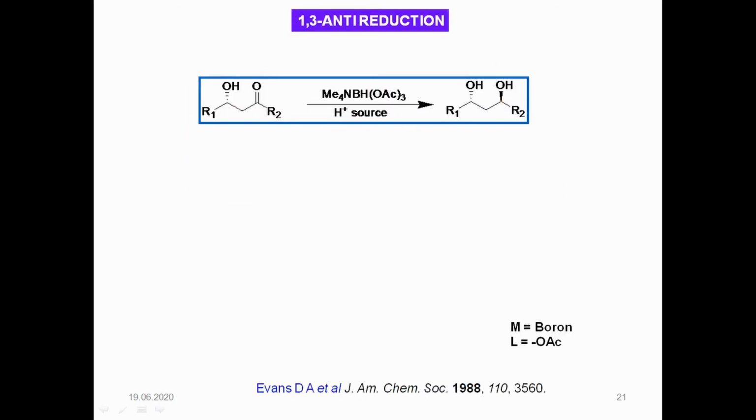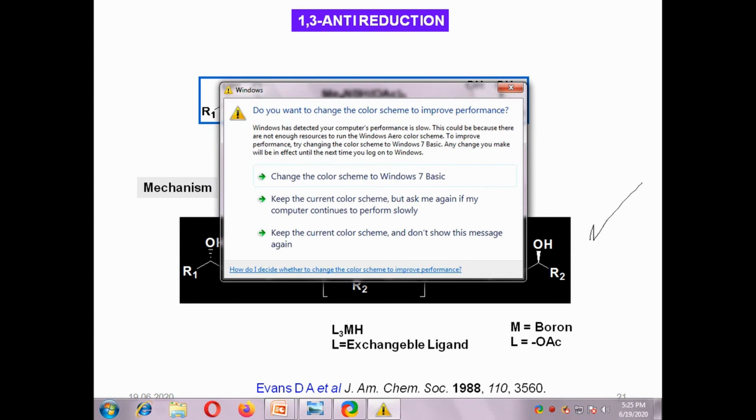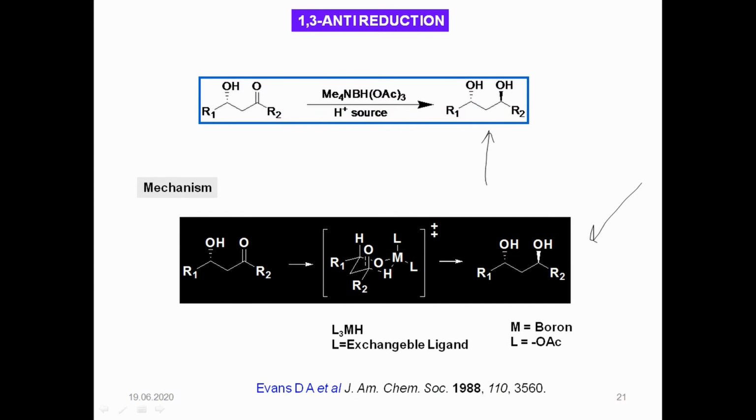So, 1,3 anti-reduction. In 1,3 anti-reduction, if you treat the beta hydroxy carbonyl compound with tetramethylammonium triacetoxyborohydride, you will get 1,3 anti-stereochemistry as the major product. The mechanism follows like this: first the reagent forms a chelation with the hydroxy group, and the hydride ion delivery from this face results in 1,3 anti. This is a methodology developed by Evans. So here we are using tetramethylammonium triacetoxyborohydride for 1,3 anti-reduction.